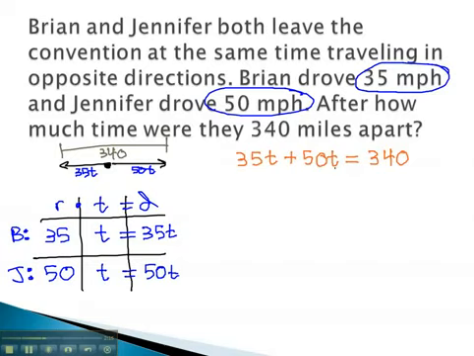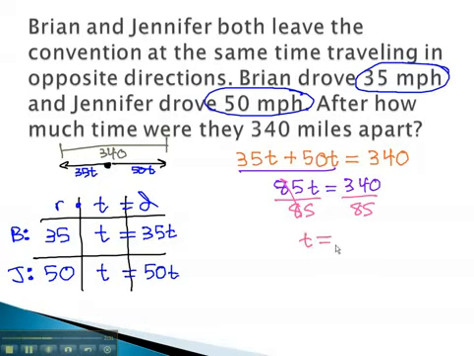We can solve this equation by combining like terms to get 85t equals the 340 miles. Dividing both sides by 85 to solve for t, we find the amount of time needed is 4 hours for them to be 340 miles apart.